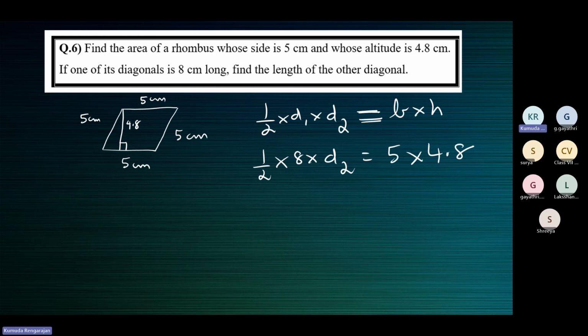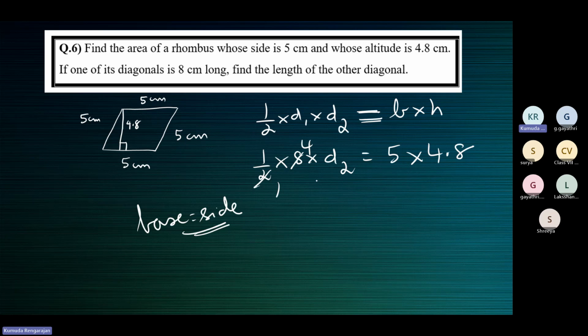Now substitute the values. Half into, what is d1? 8. It's given, one of its diagonals is 8. So 8 into d2, which is not given and we have to find, is equal to base into height, 5 into 4.8. Base is nothing but the side. Base is equal to side, into height 4.8. 2 ones are 2, 2 fours are 8. Okay, ma'am, now it's clear. Thank you, ma'am.